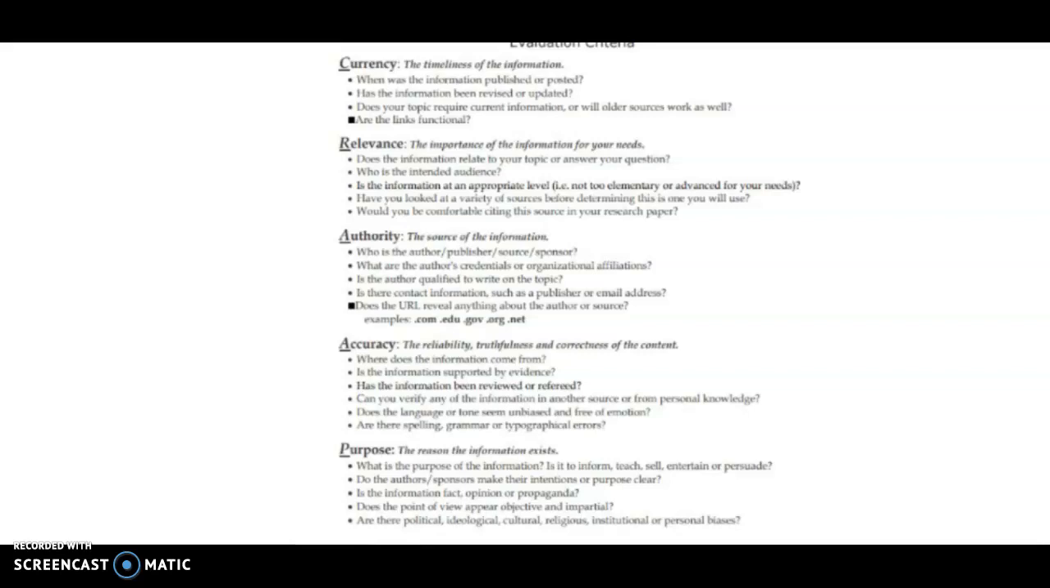Next, we have the relevance or the importance of the information for your needs. So, is the information on the web page related to your topic? Does it give you what you're looking for?